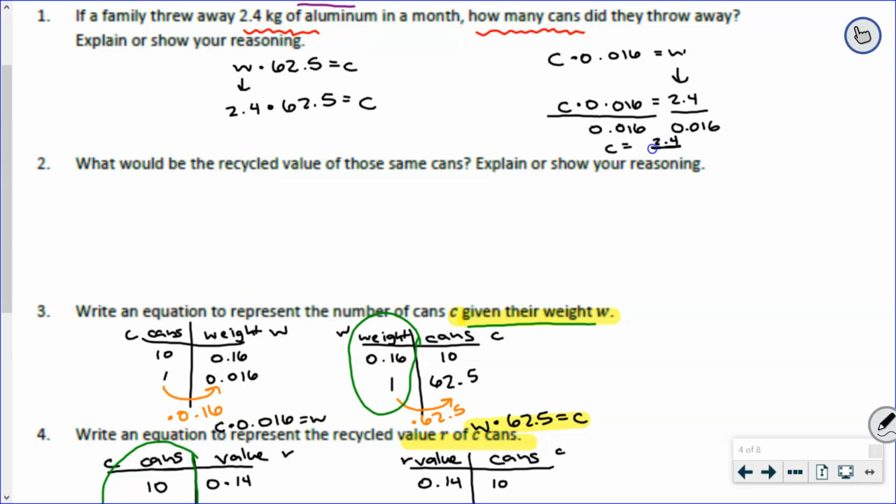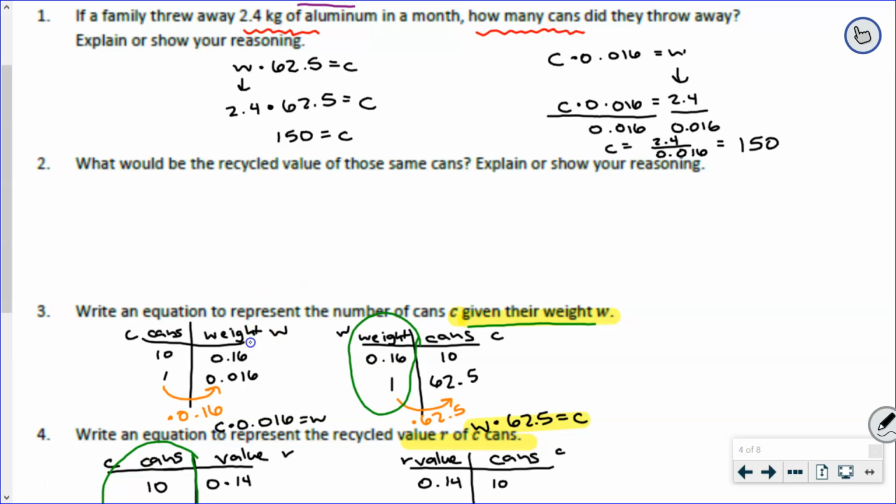I hear those calculator buttons going. 2.4 divided by 0.016. And what did you get, Seth? 150 even? Okay. And what about here? 2.4 times 62.5. What do you get? 150. So does it matter which equation we end up using?